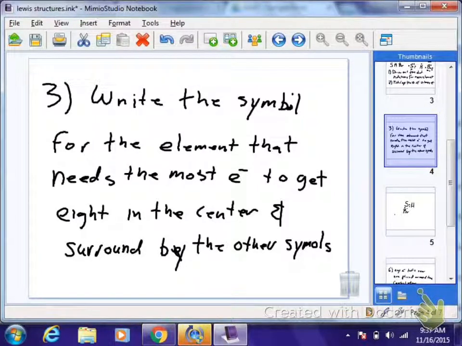I didn't have that one down, did I? Well, you said determine the center atom. Right, and I just didn't give you the step. That's basically what it says. Long way of saying it.